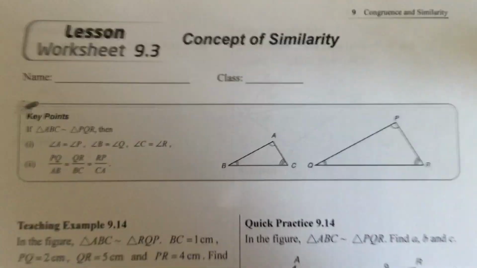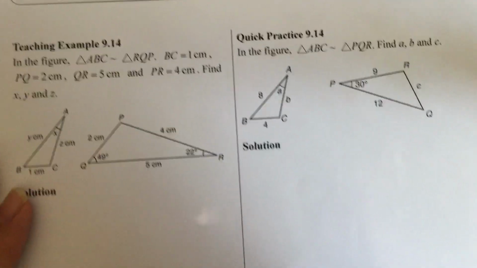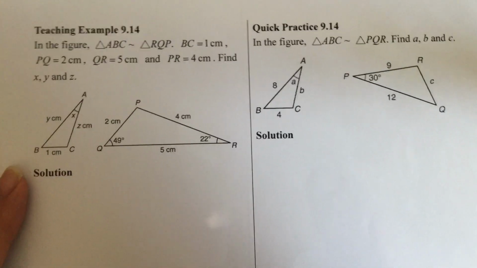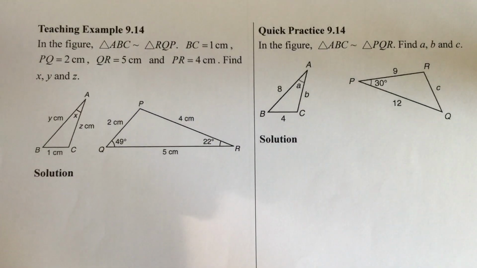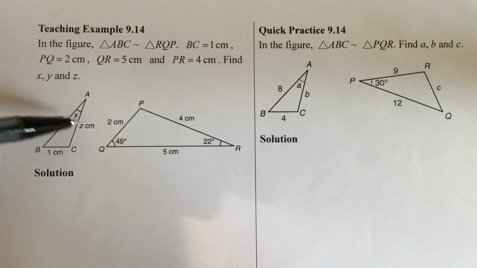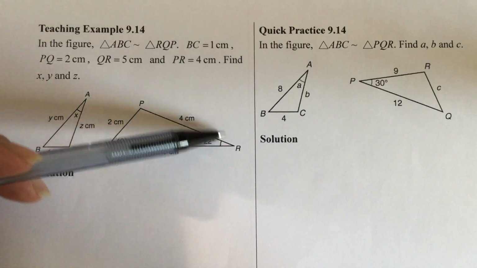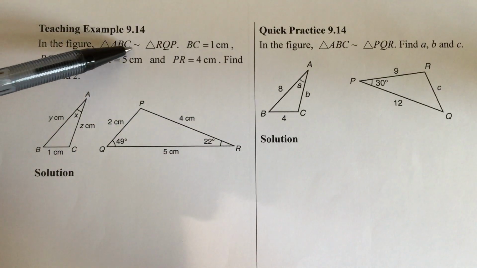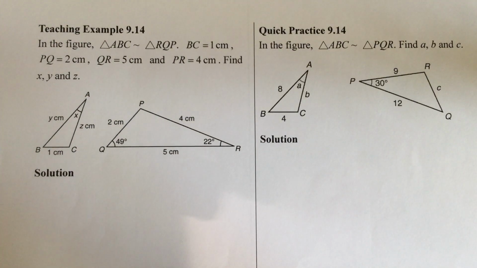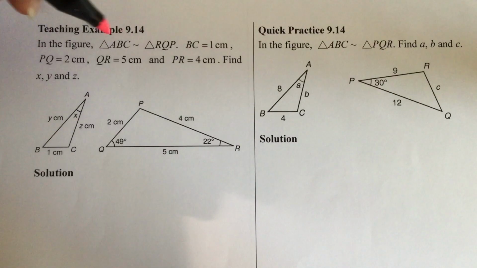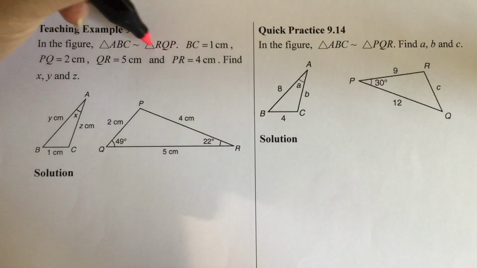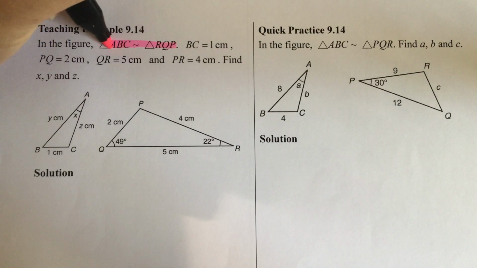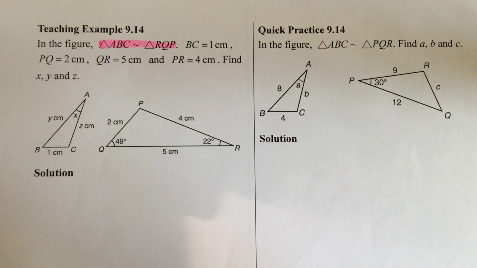Okay, now we have the teaching example 9.14 and quick practice 9.14. First of all, we are going to find out the unknowns x, y, z from the triangle here. Every time you are going to have A, B, C, you must look at this: triangle ABC is similar to triangle RQP. So we must follow the steps one by one. Now let's find out x first.